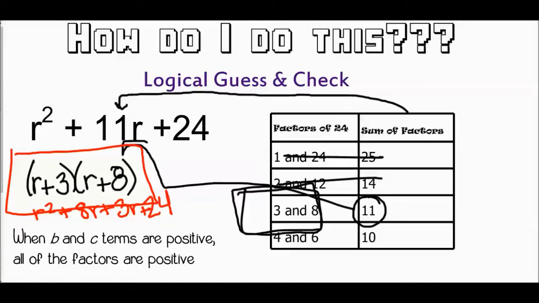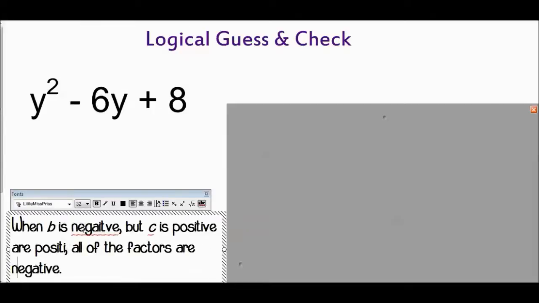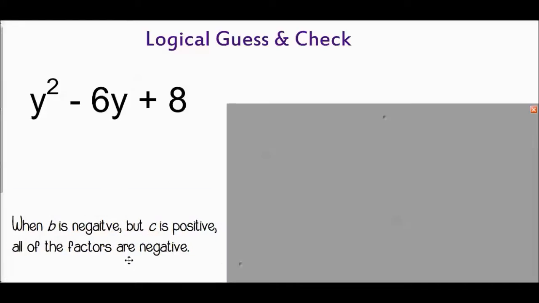Let's see a different example. Y squared minus 6y plus 8. So you see that my B term is negative. So when the B is negative but C is positive, that means, well, I have an extra phrase in there. When B is negative and C is positive, all of the factors are going to be negative, meaning that what's going to go in my parentheses is going to be y minus something times y minus something.